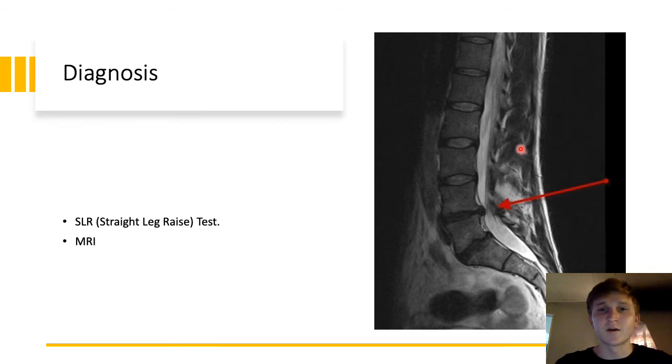A herniated lumbar intervertebral disc will usually be diagnosed by first a straight leg raise test, in which the patient would lie flat on his or her back, and the examiner would lift one leg, the affected leg, keeping it straight, and if the patient experiences pain, that's a positive result. And then secondly, to confirm that, they would most likely do an MRI of the lumbar region, in which you can see right here, that is the herniated disc.